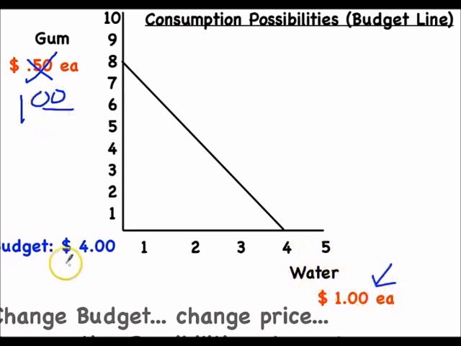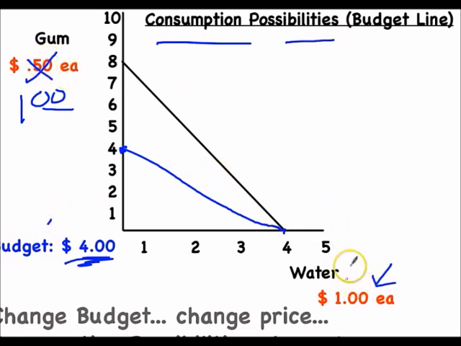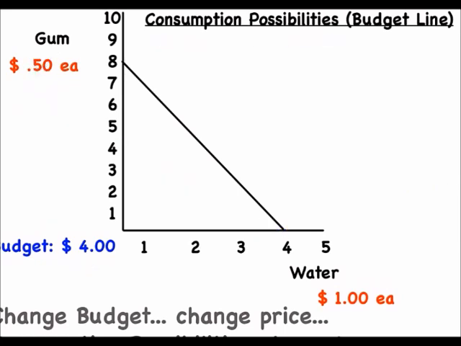So given a $4 budget, I can get 4 water or 4 gum, which means our consumption possibilities curve changes its slope. So there are 2 ways to change consumption possibilities. We can change our budget, or we can change the price tag of the products. Again, we're just dealing with some basic concepts here that will lead to other things in a moment.